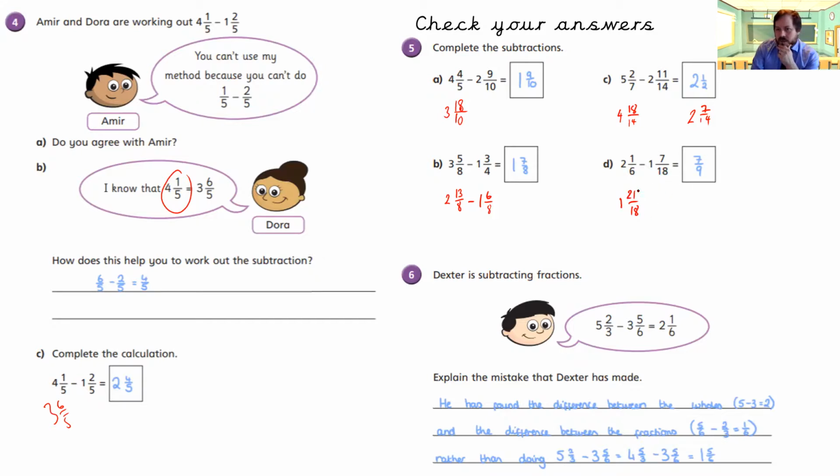1 minus 1 is nothing, and then 21 minus 7 is 14, both of which are divisible by 2 to get to 7/9. So you could also have 14/18.